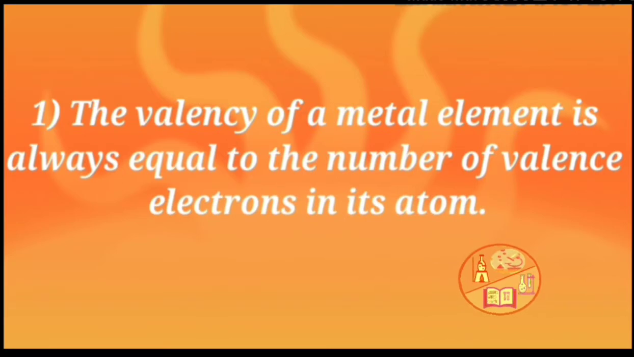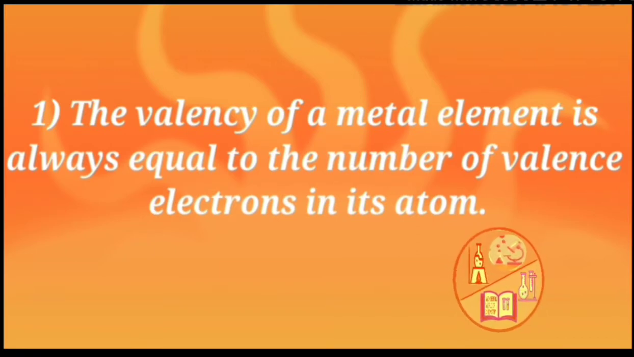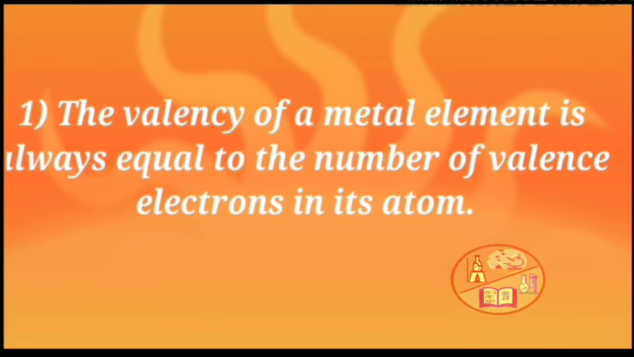Usually, metals have 1, 2 or 3 electrons in their valence shell. They lose these valence electrons during the chemical combination. So, the valency of a metal element is always equal to the number of valence electrons in its atom.